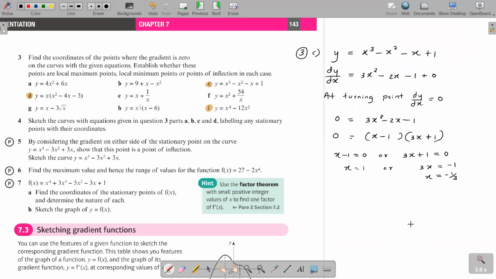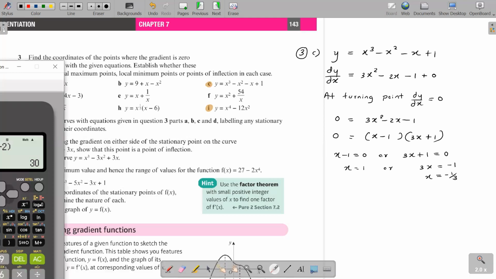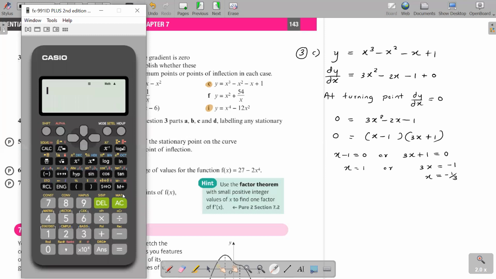And then they are asking us to find the coordinates of the point. So coordinates means getting x is not enough. You must also get y. Can you all find the y value? So basically all you have to do is replace the x values into this y equation. Type the y equation and get the answers. So I get here y equals x cubed minus x squared minus x plus 1. And then calc, and let's give the x value 1. When x is 1, the y value is 0. Do you agree with that? When x is 1, the y value is 0.